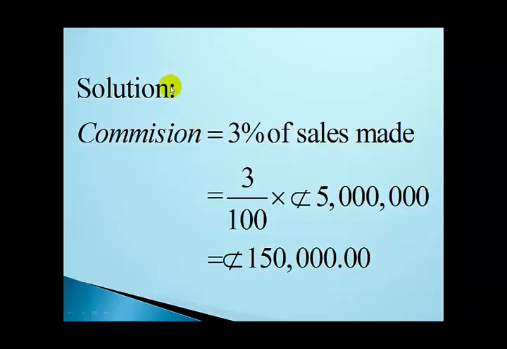Now solution. The commission is 3% of the sales made. So we have 3 divided by 100 times the sales made, which was 5 million. So 3 divided by 100 times 5 million is equal to 150,000. That means that the commission the sales girl made is 150,000.